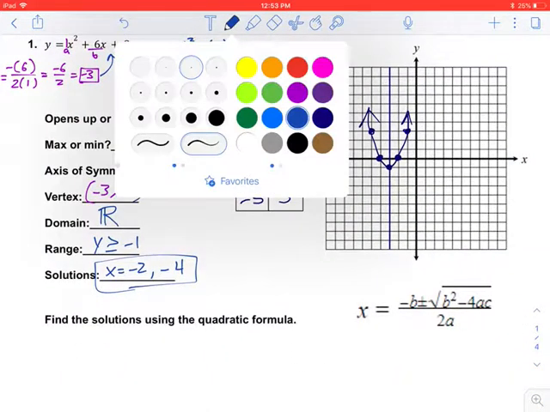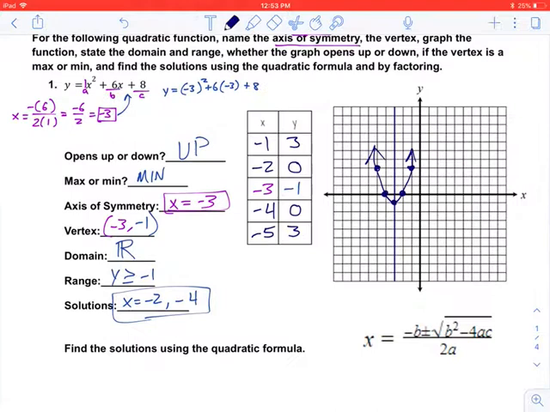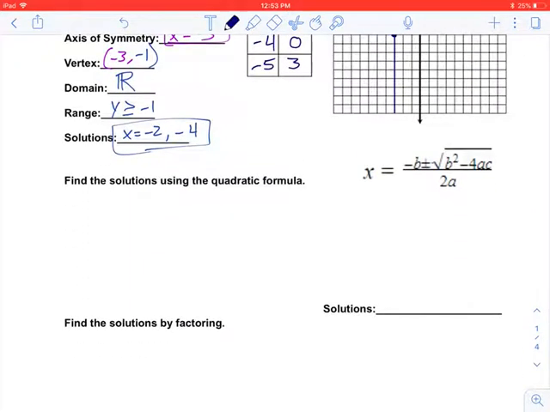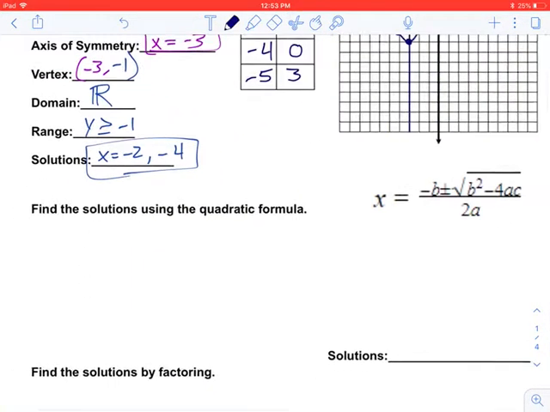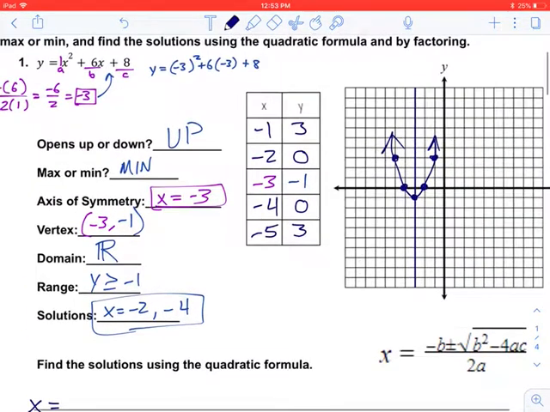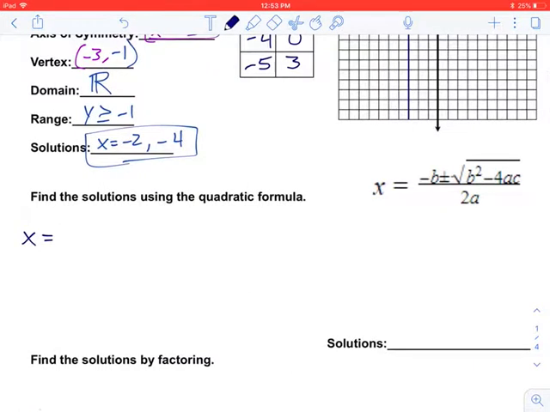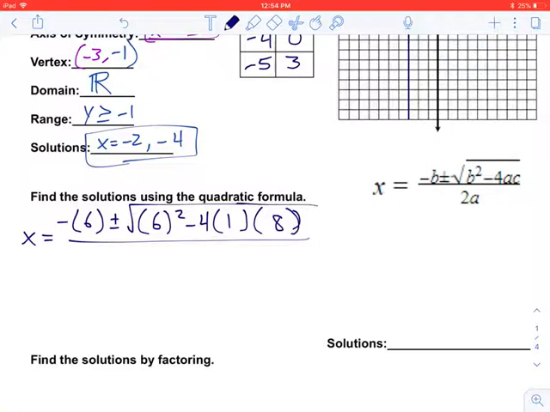So the other 2 parts of this paper are solving the same equation using different methods. So x equals, and the b value is 6. So negative 6 plus or minus 6 squared minus 4 times a, which is 1, c, which is 8. All of that over 2 times a, which is 1.